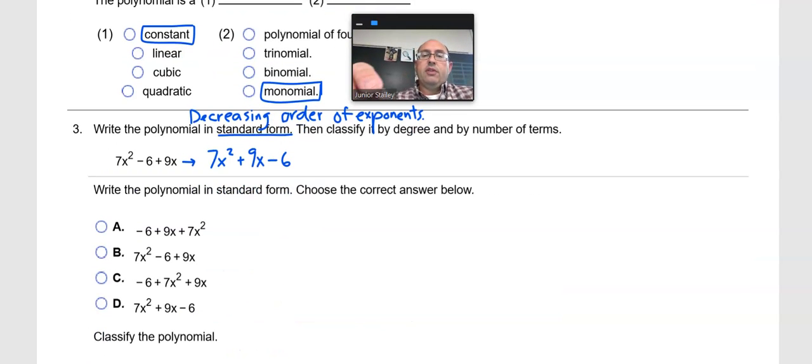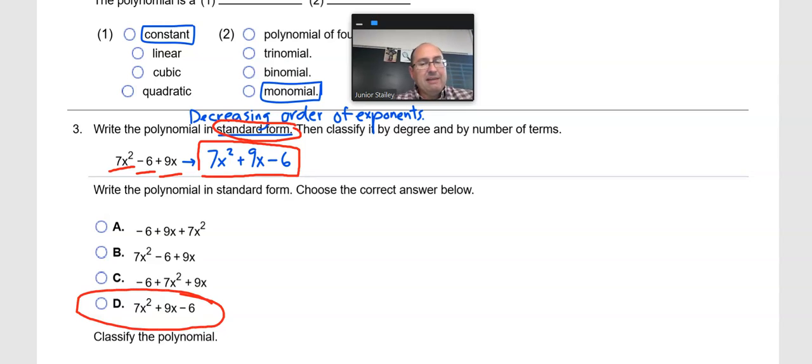Question 3. When we get to something called standard form, we really want decreasing order of exponents. So when you look here, you can see that it's not in decreasing order of exponents. So that's the first thing we do. We rewrite it in decreasing order of exponents. The squared term goes first, then the linear term, then the constant. So, 7x squared plus 9x minus 6. So that is letter choice D.